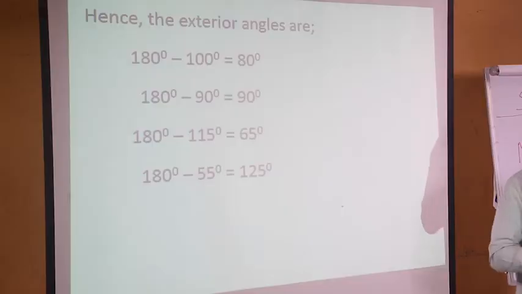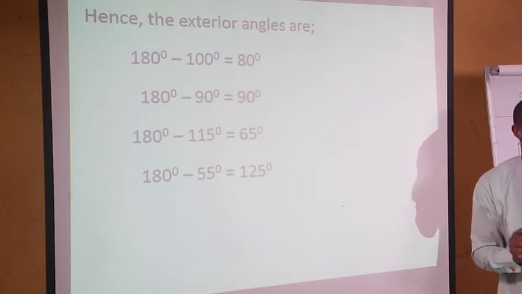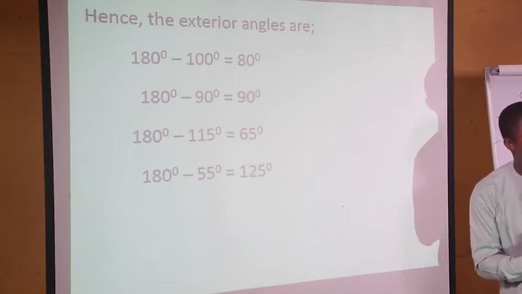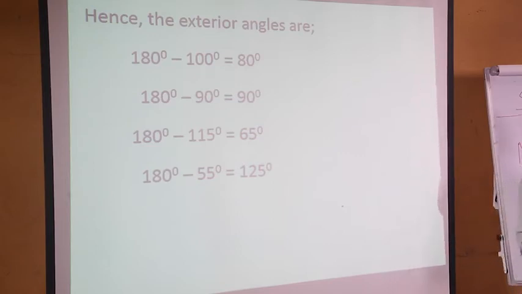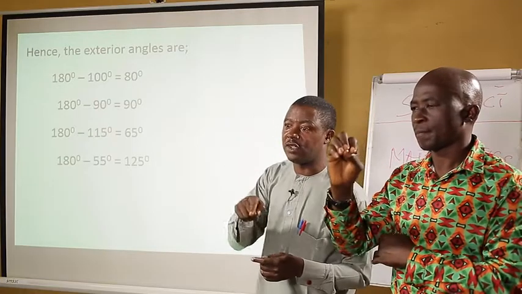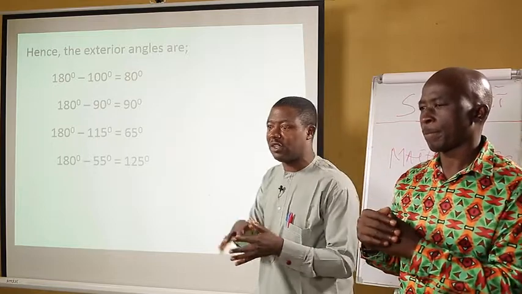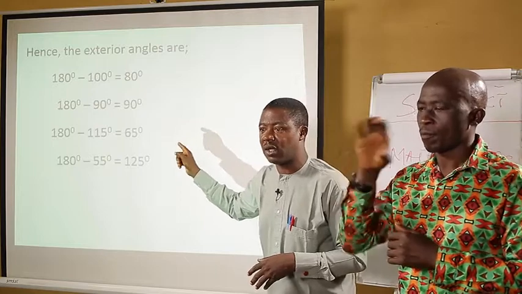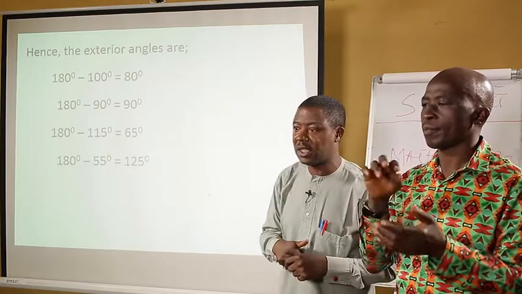That is not all, because all we have deduced are the interior angles of the quadrilateral. But the question says we are to find the exterior angle of each of the polygon. Now, the exterior angle plus the interior angle will give you 180 degrees. So if the interior angle is 100, the exterior will be 180 minus 100. That gives you 80 degrees.